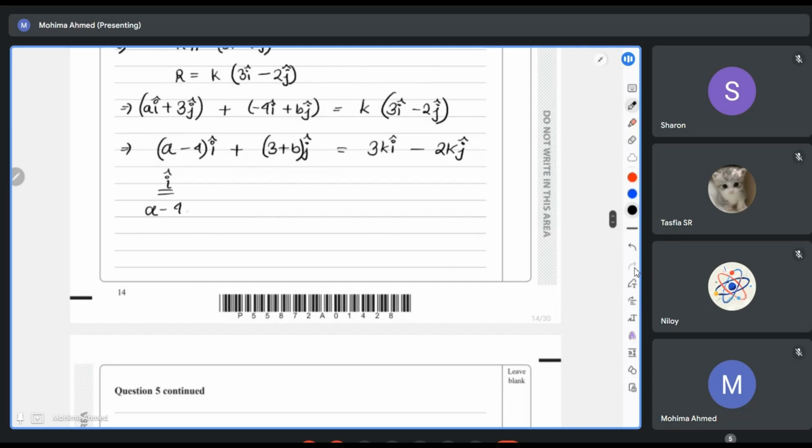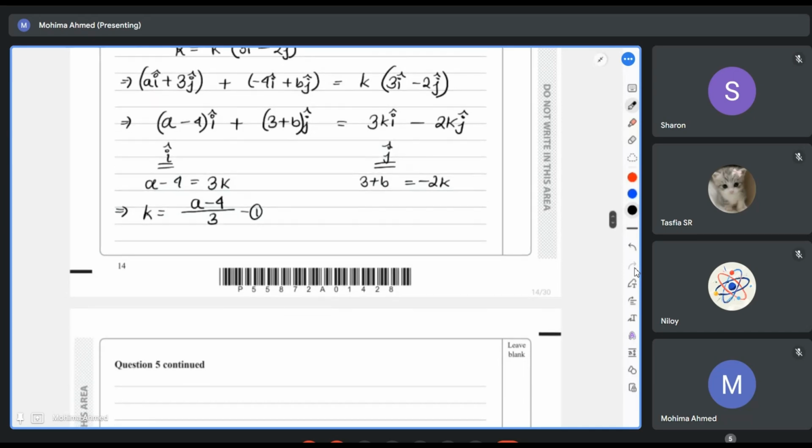a minus 4 is equal to 3k. In that case, the value for k actually becomes (a minus 4) divided by 3, right? This is equation 1. If you compare for j, then you have 3 plus b equals minus 2k. Instead of writing k, you can input the value of k into this equation, right?